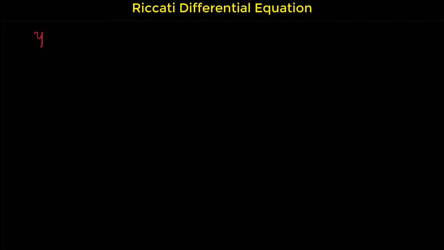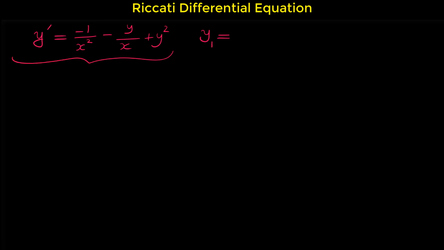The next example is this equation. y prime is given by -1 over x squared minus y over x plus y squared. And the particular given solution of this Riccati equation is 1 over x. So we have the particular solution and we want to find the general solution.